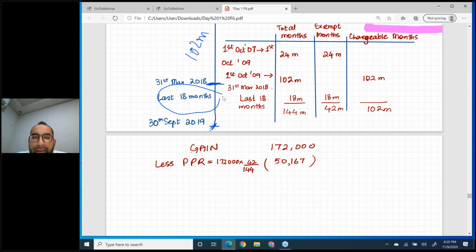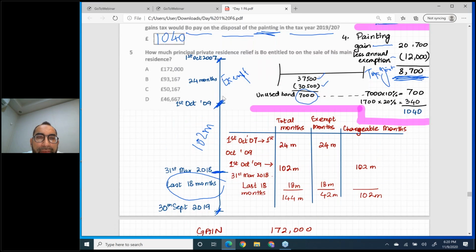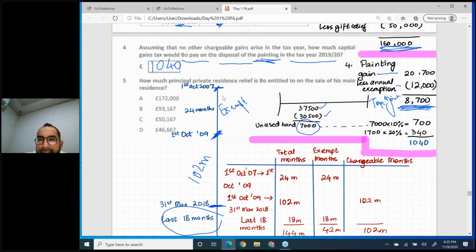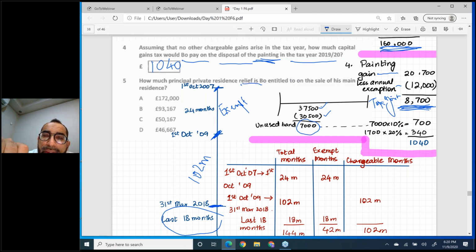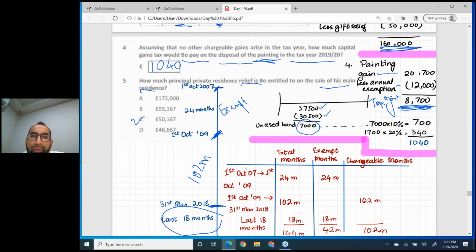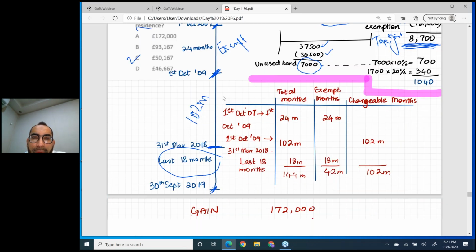Okay, so what's the final requirement? Let's check question number 5. How much principal private residence relief is Bo entitled to on the sale of his main residence? The answer is 50,167. You can see.